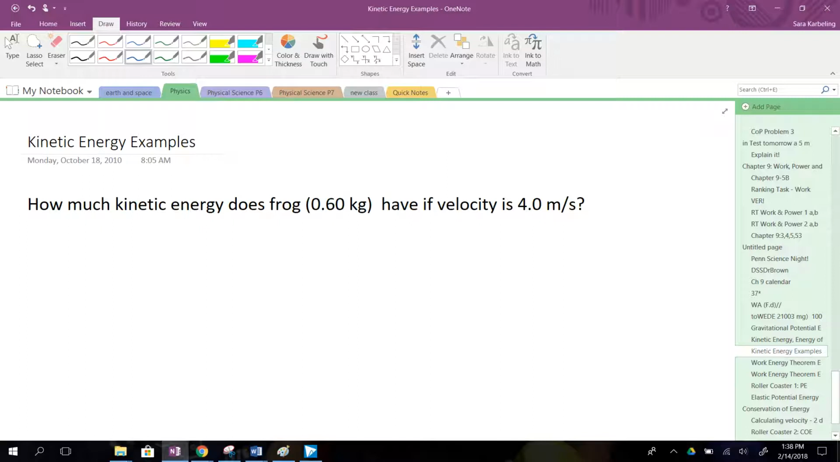All right, how much kinetic energy does my frog have if his velocity is 4 meters per second? You got this, right? Givens: mass is 0.06 kilograms, v equals 4.0 meters per second. KE equals 1/2 mv squared.